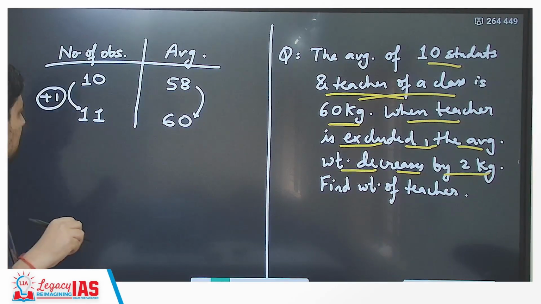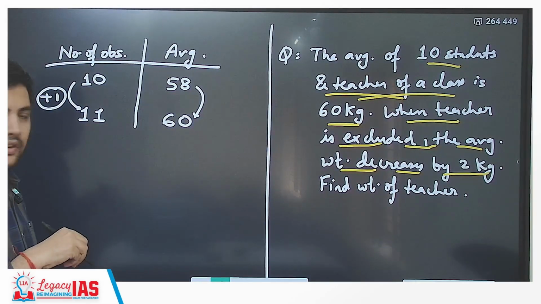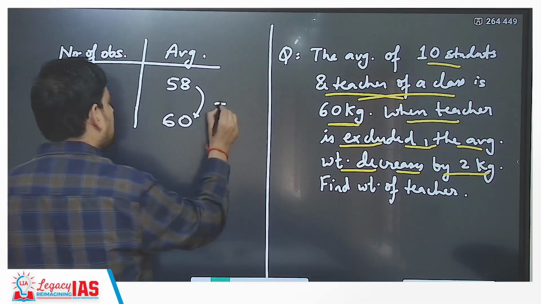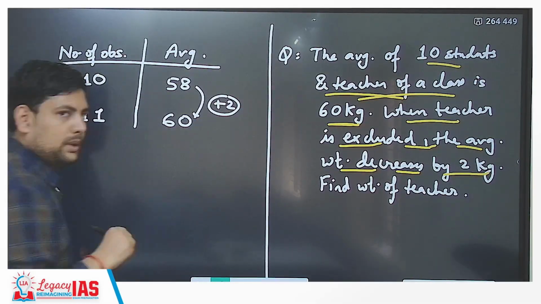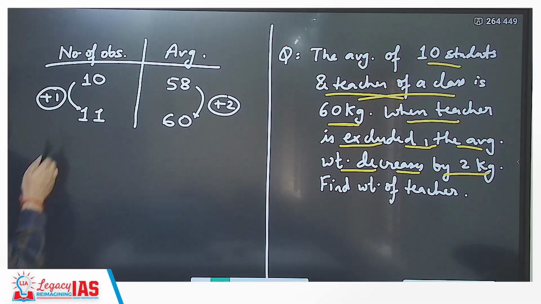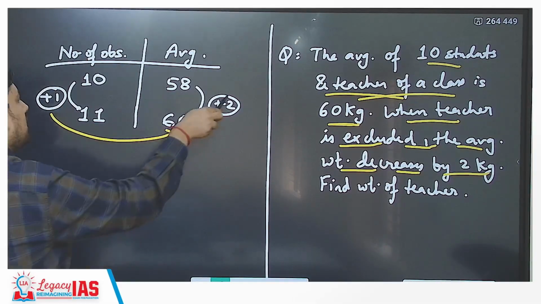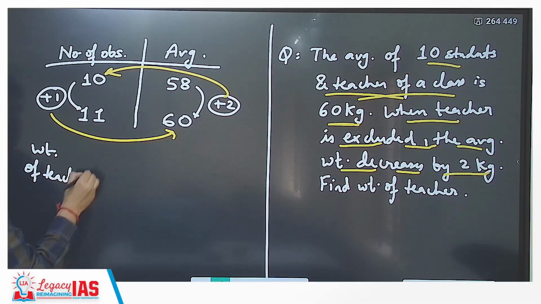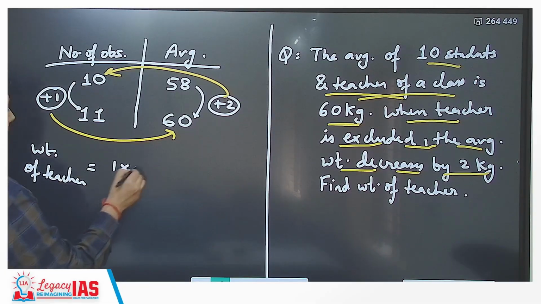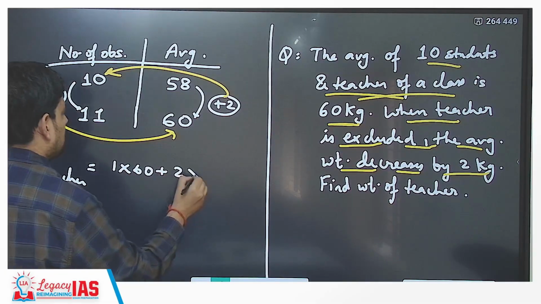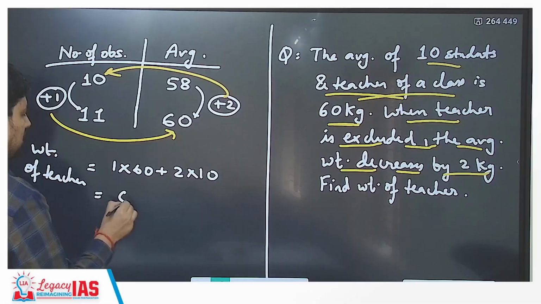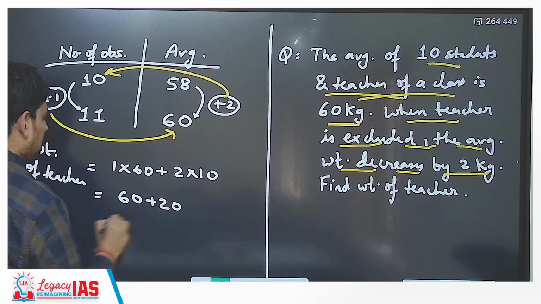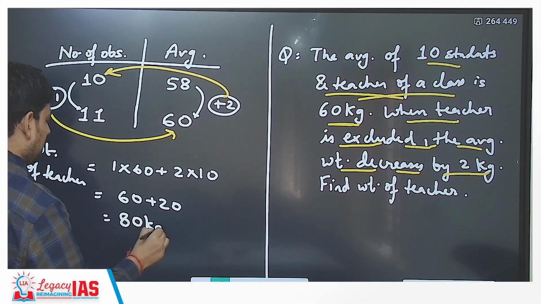58 and 60. What is the difference here? This is plus 2. Correct? You got both the differences? Now, same thing. 1 into 60 and 2 into 10. So, the weight of the teacher becomes 1 into 60 plus 2 into 10. This comes out to be 60 plus 20, that is 80 kg.